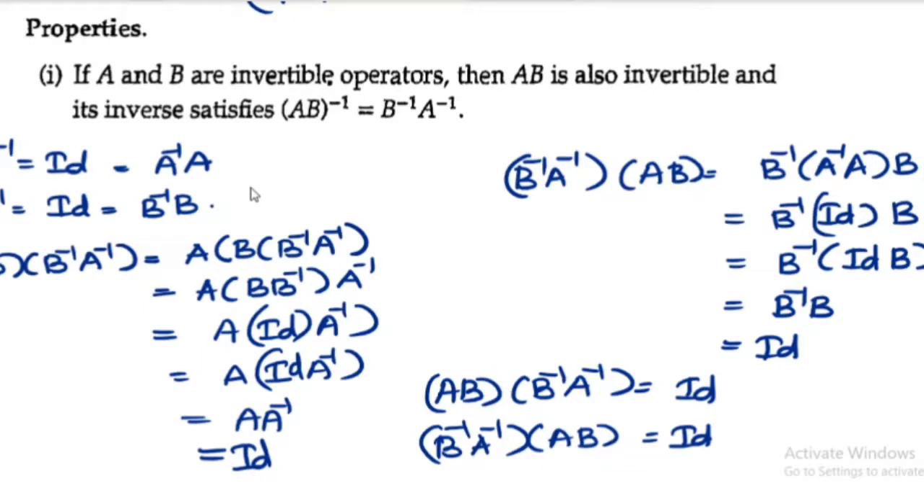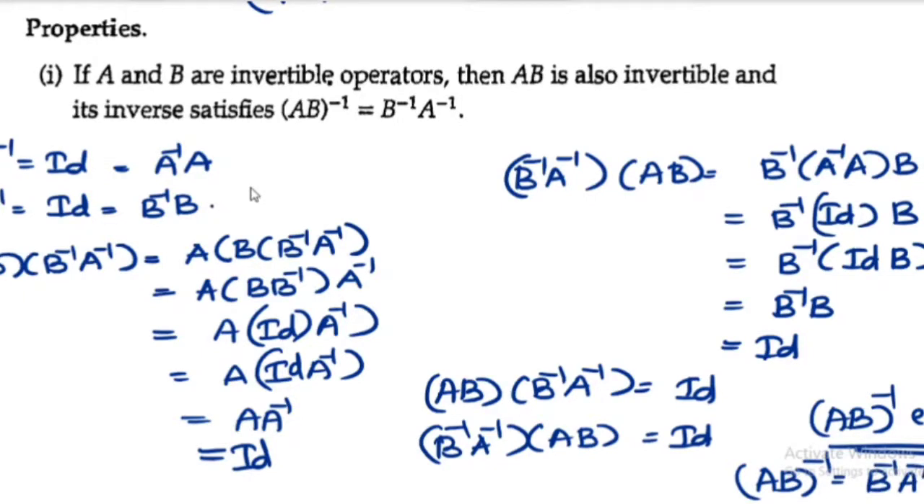Thus, if A and B are any invertible matrices, AB times B inverse A inverse is equal to I, and B inverse A inverse times AB is equal to I. This implies AB is invertible, so (AB) inverse exists, and (AB) inverse is the same as B inverse A inverse.